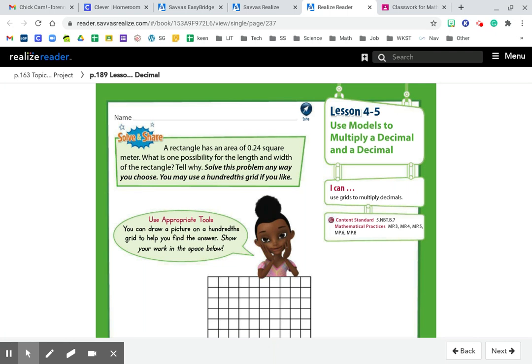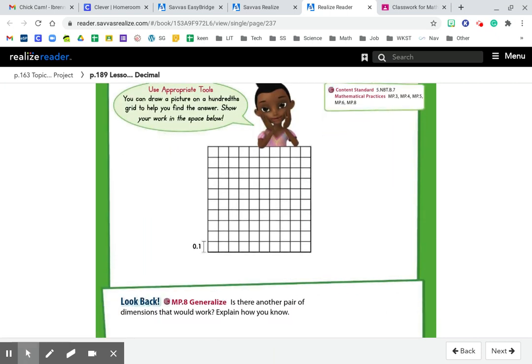A rectangle has an area of 0.24 square meters. What is one possibility for the length and width of the rectangle, and tell why? Solve the problem any way you choose. So as we're looking at this chart right here, this whole chart equals one whole. So it's a 10 by 10 chart, and we're looking for possible examples of a total of 24.